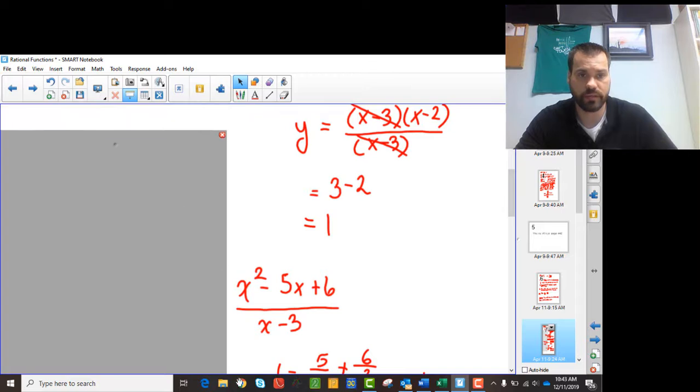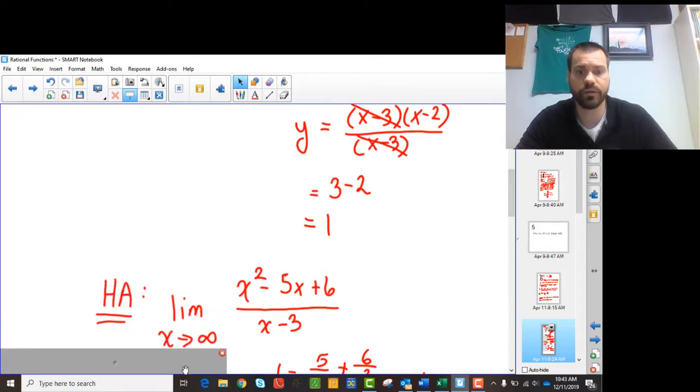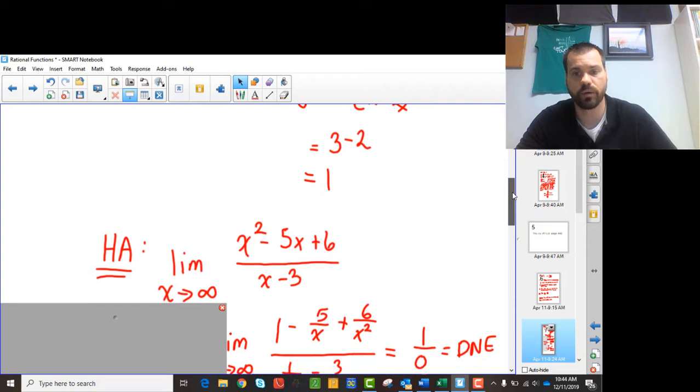Then we look at the horizontal asymptote. To do this, all you do is look at the highest power of x.